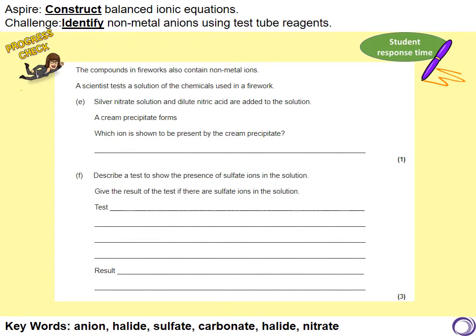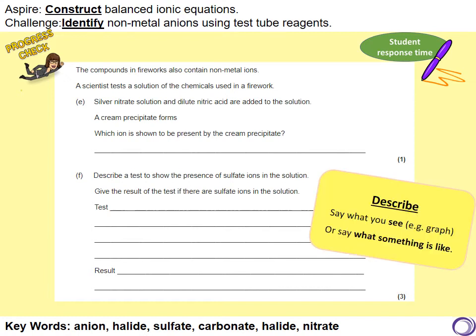Part E is asking you to remember which colour. As we said previously, with these analysis questions, you do need to learn these colours. That's probably better done earlier rather than later. Part F then asks you to describe a test. So that means we're going to say what you see. So we're going to explain the test and then give the result of the test. 4 minutes, see how you get on.